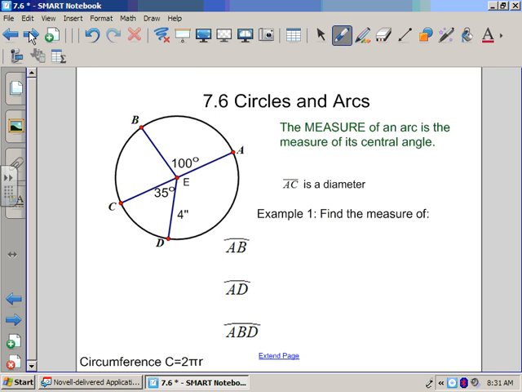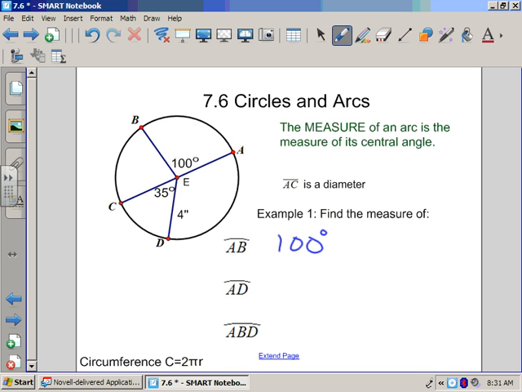One of the things we find is the measure of an arc, and be careful with this because there's a thing called the measure of an arc and a thing called the length of an arc. The measure of an arc is very easy to find. It's just the measure of its central angle. So here I let AC be a diameter, and I want to know what is the measure of arc AB. Well, the measure of arc AB is the measure of its central angle. It must be 100 degrees.